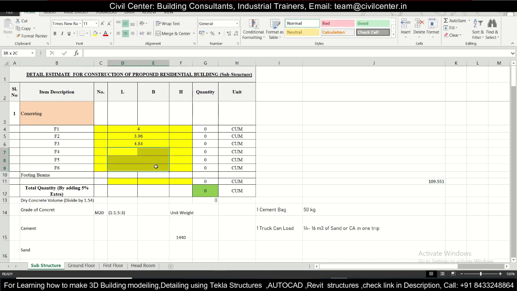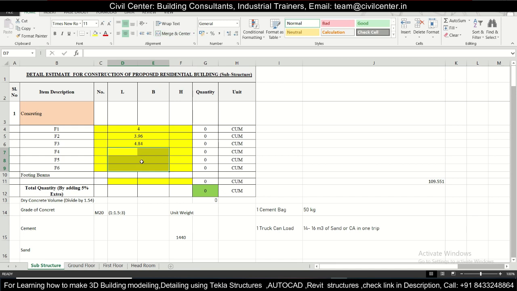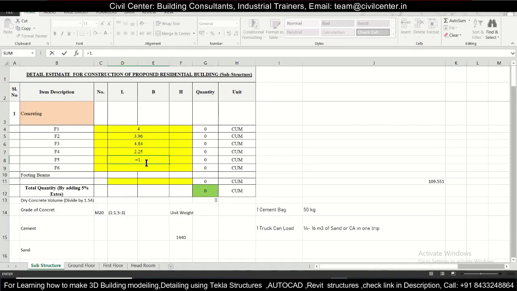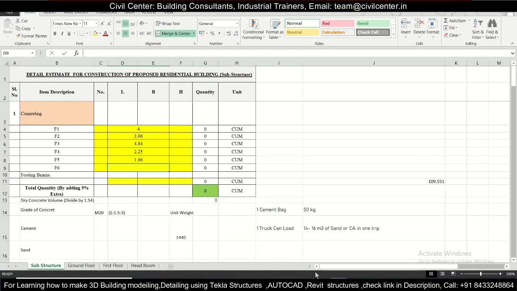For the next sizes we can merge the cells so that we'll have a better view. We can simply click on merge and center. One by one we'll be selecting them and merging and centering. In this one we'll have 1.5 into 1.5, so 1.5 square, and the next one's area is 1.4 square, and the next one is your 1.8 into 1.5.